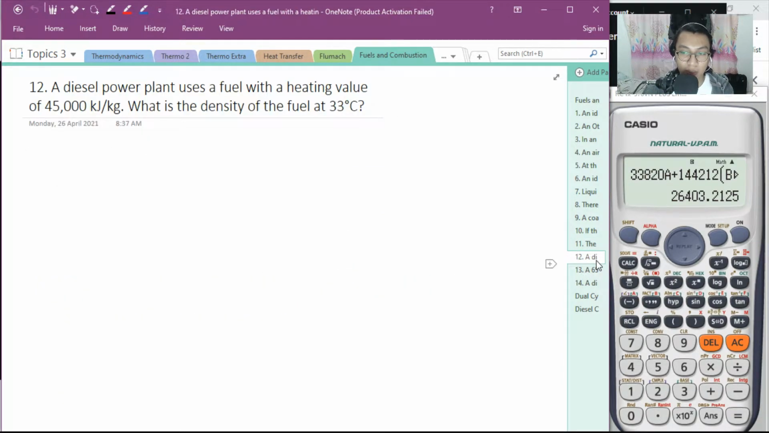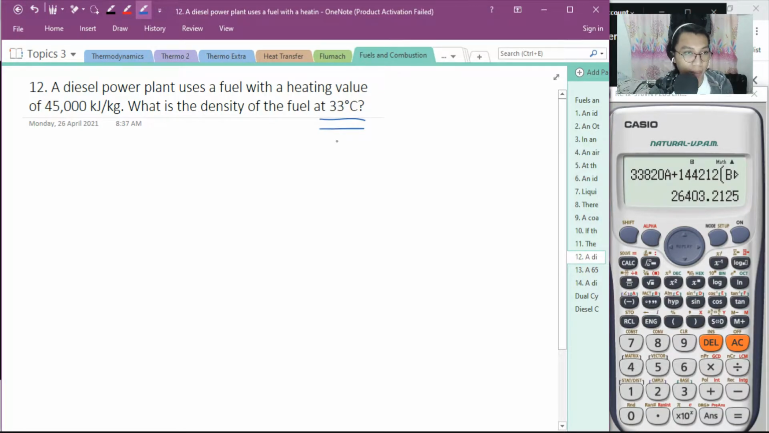So, number 12. A diesel power plant. Okay. Kunin ko muna yung recording. A diesel power plant uses a fuel with a heating value of 45,000 kilojoule per kilogram. What is the density of fuel at 33 degrees Celsius?